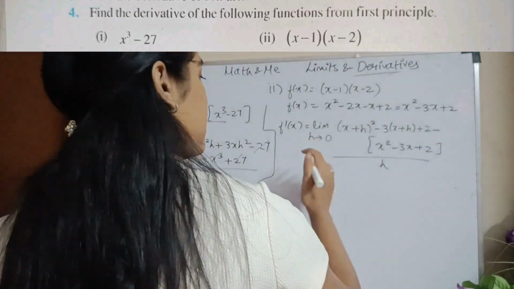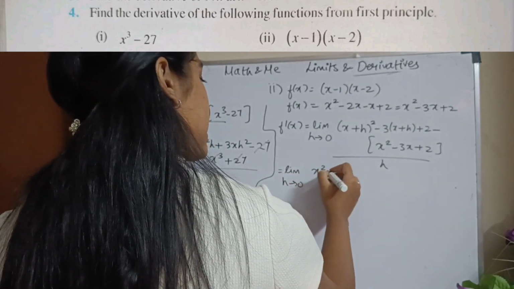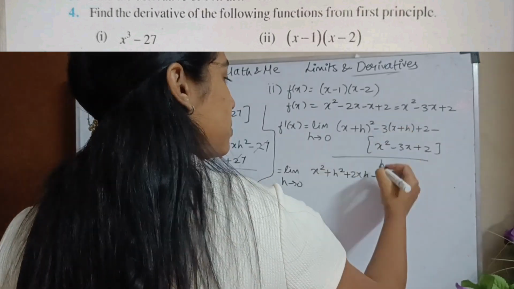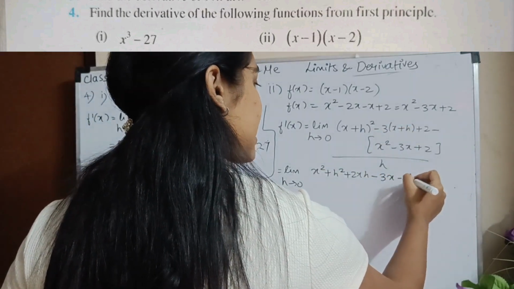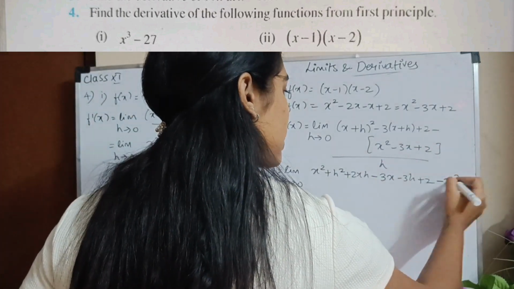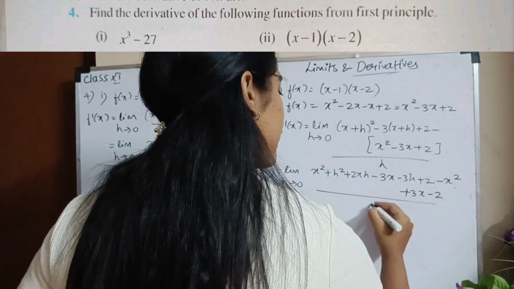Now if we expand this a plus b whole square, limit h tends to 0 of x square plus h square plus 2xh minus, I'm going to multiply this inside, 3x minus 3h plus 2. I'm going to open the bracket. So I have minus x square plus 3x minus 2. Okay? The whole divided by h.